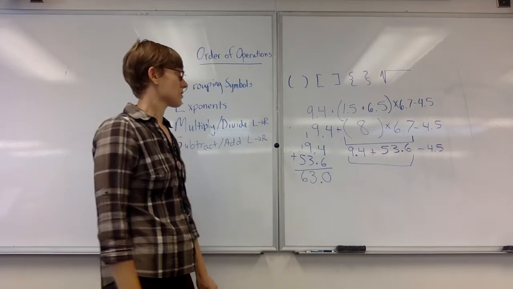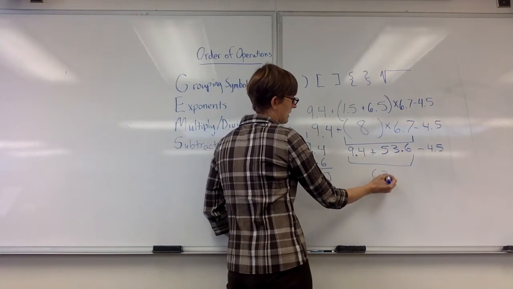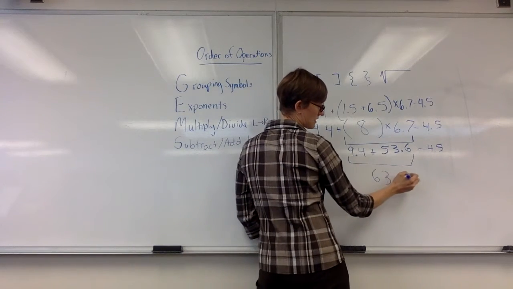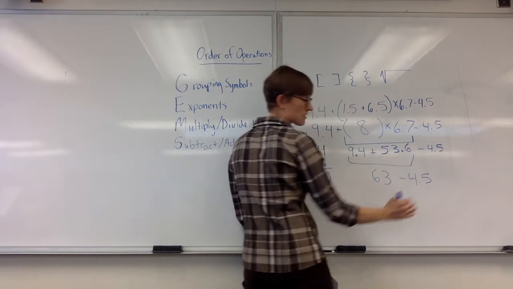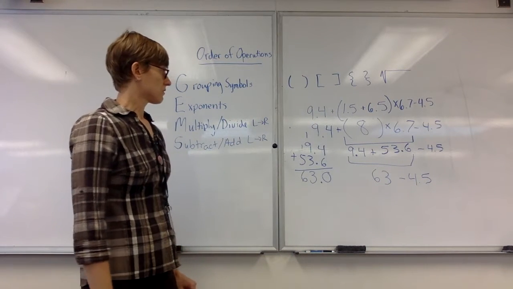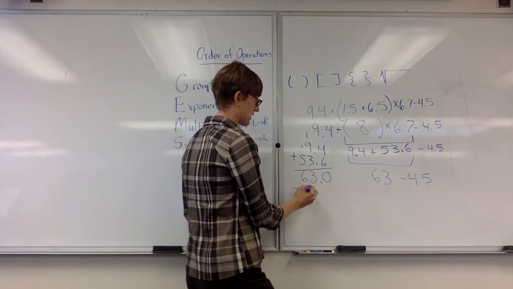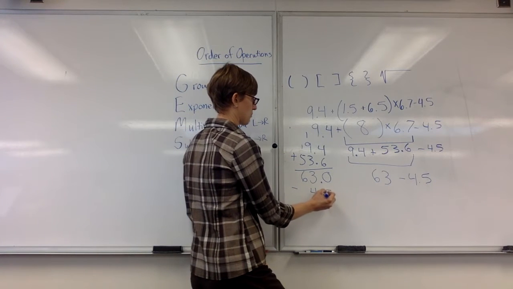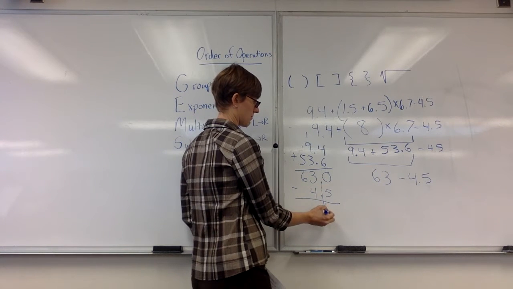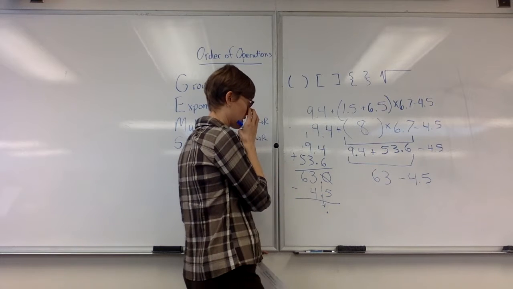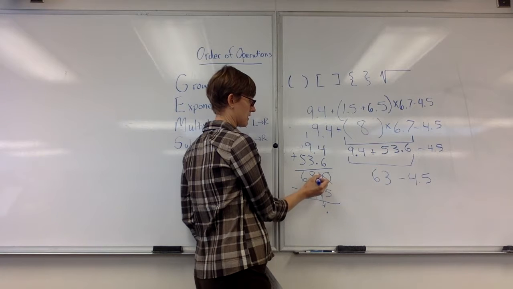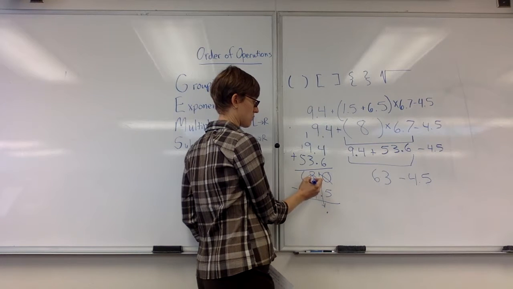So my answer here is 63. If I bring down my next step, I have 63 minus 4.5. When I'm subtracting 63 minus 4.5, again I'm lining up my decimal point. My decimal goes straight down. I'm going to have to borrow here. I can't do 0 minus 5, so it becomes 10, and the 3 becomes a 2.